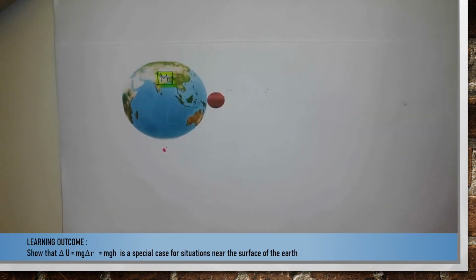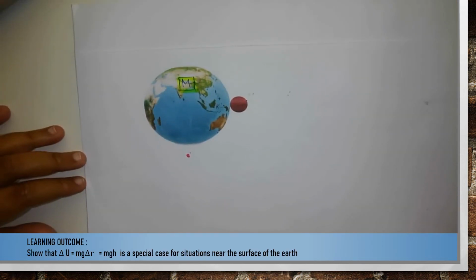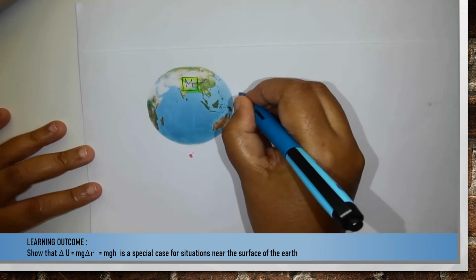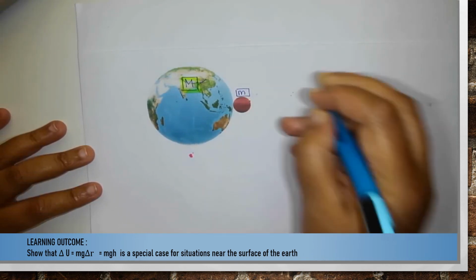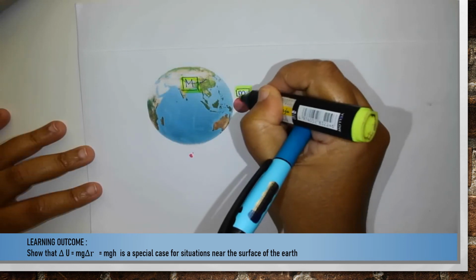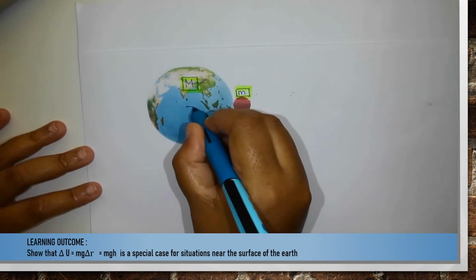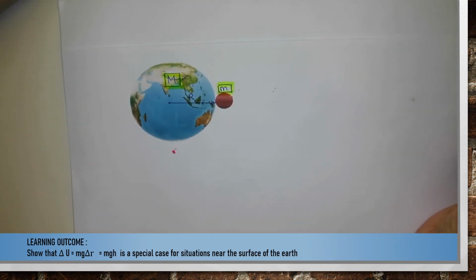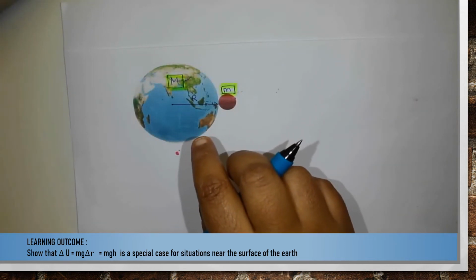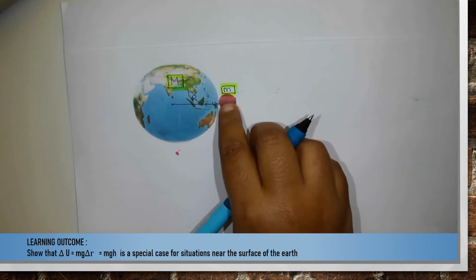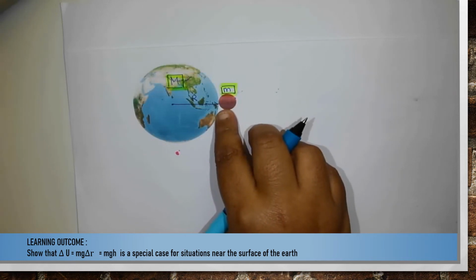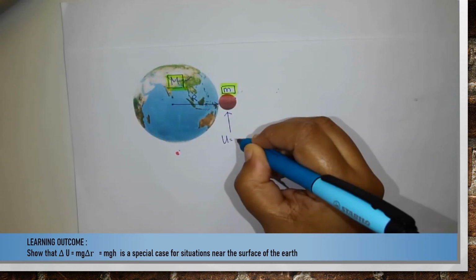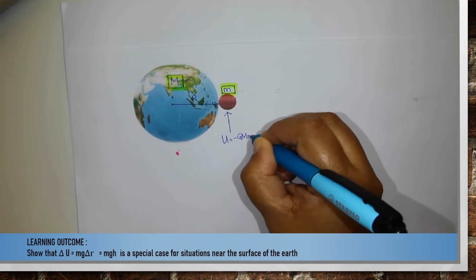Change in the gravitational potential energy. We have a planet here, its mass is capital M, and the mass of this body here is small m. The radius will be R, so this is at the surface. Now this body of mass m on the surface of the planet has its gravitational potential energy U equal to negative GMm over R.